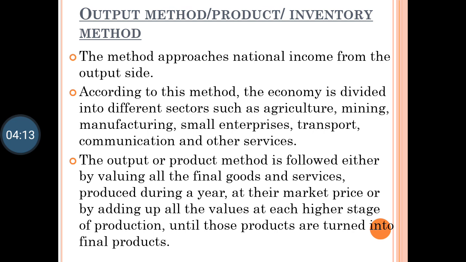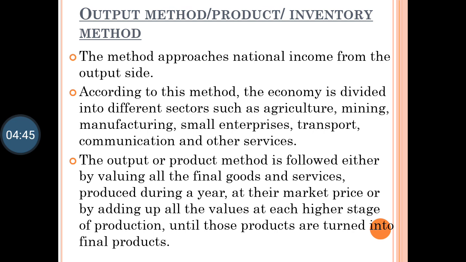Now when we consider this output method, there are two ways to calculate it, because sometimes double counting can create a problem in the output method. Double counting means each product is counted two times. To avoid this, there are two methods. First is the final goods approach or the final products approach, and the other is the value added approach.